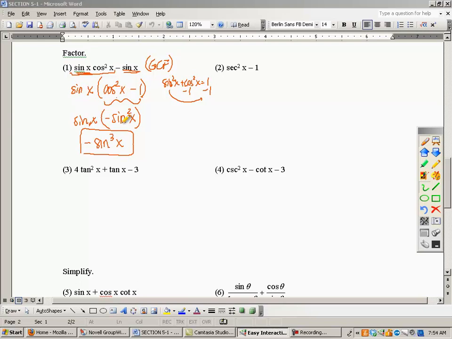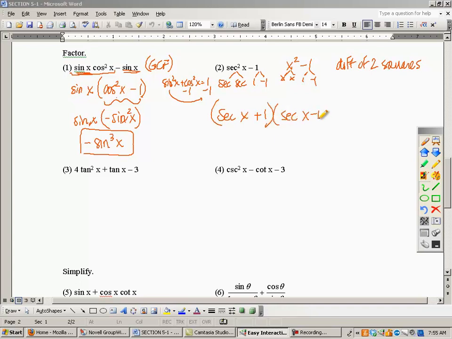In number 2, you see secant squared minus 1. I'm going to write it like this for a second. I have a something squared, so something squared minus 1. And I'm going to ask you, okay, can you factor this? Well, sure, this is a difference of 2 squares. And normally we'd say this is x and x, and 1 and negative 1. Well, it works the same way. Here, instead of x and x, I have a secant and a secant, and then I have 1 and negative 1. So my factoring is the secant of x plus 1, and the secant of x minus 1.